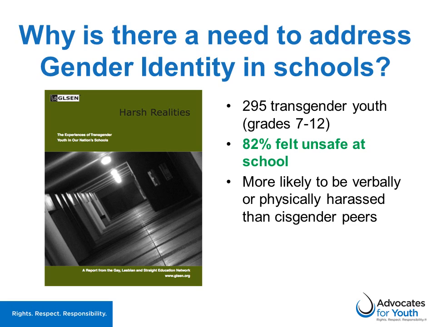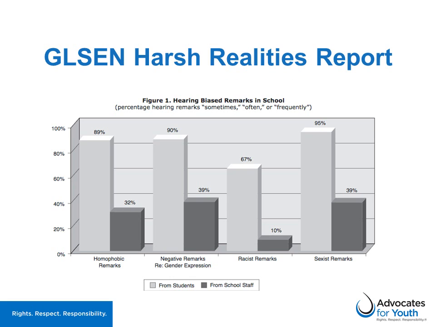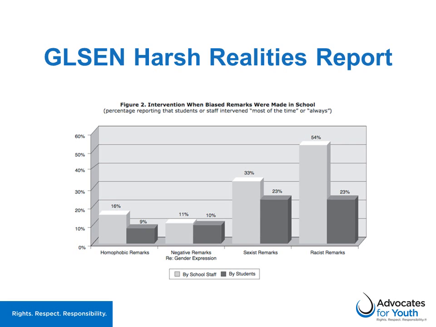The vast majority had been verbally and or physically harassed by their peers, and as a result are much more likely to cut class or even skip school compared to their cisgender peers. We also know, according to this data, that they're hearing remarks much more frequently from other students as well as from school staff related to their gender identity. We know that they're also experiencing bias around sexism, racism, or homophobia from both school staff and students.